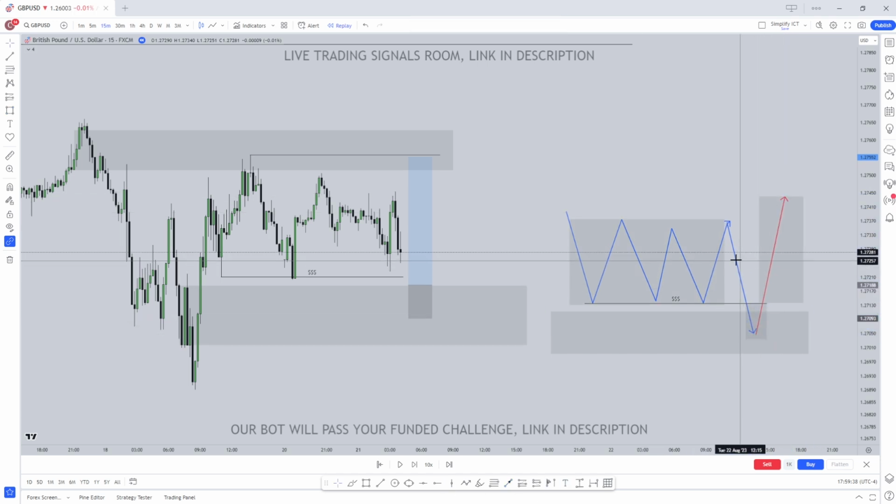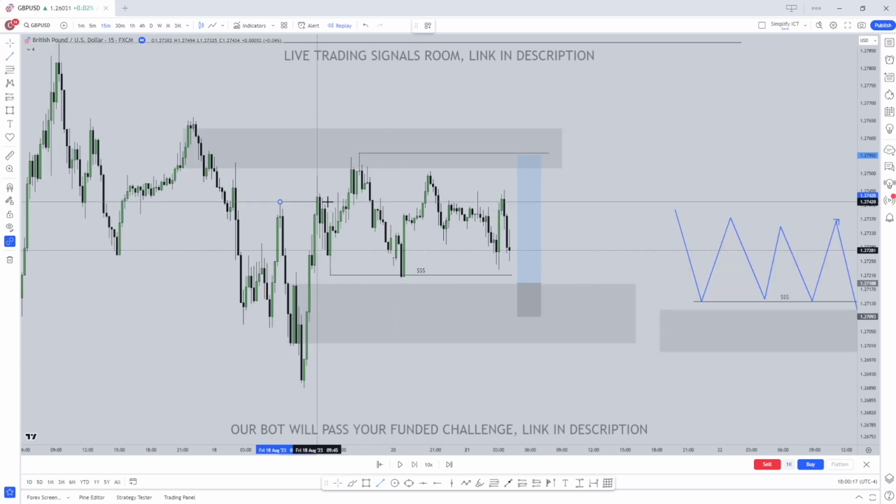Now some of you may know this as the accumulation, manipulation and distribution, the power of 3 setup. Now I've made a video specifically on this, so that will be in the description below. So if you haven't already, go and watch that because that will be a major help, especially for this exact trade. Now as you can see, price also had broken structure to the upside right here. So we already knew that there was bullish institutional order flow.